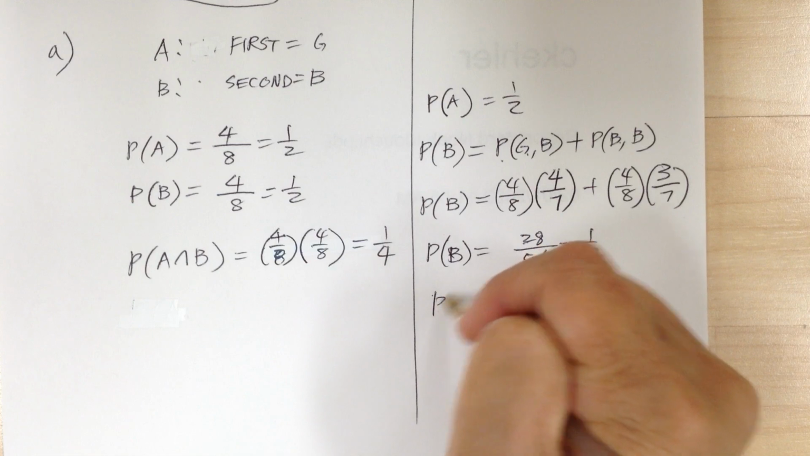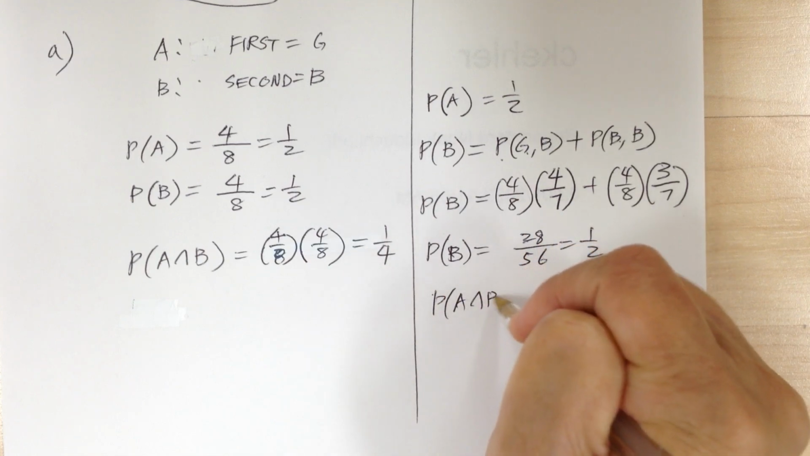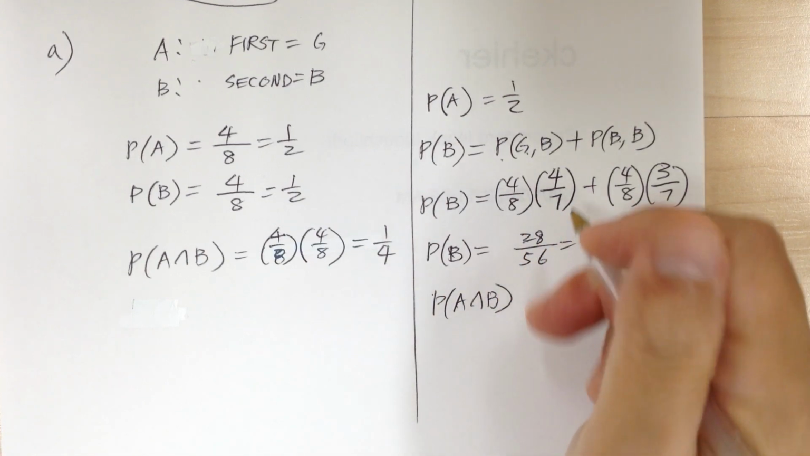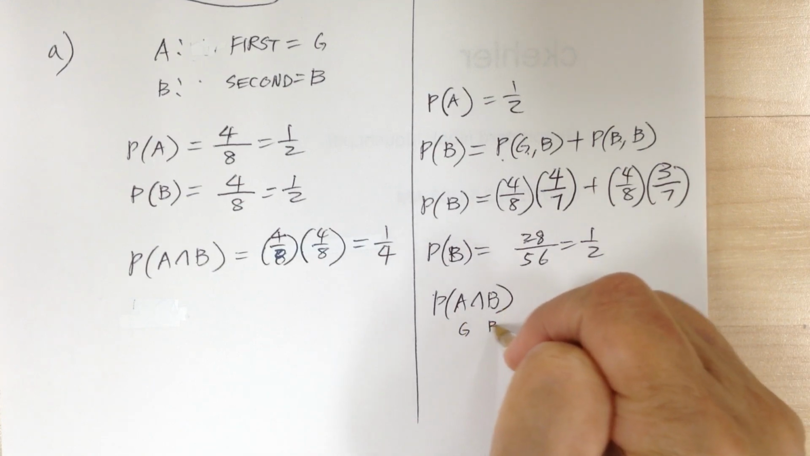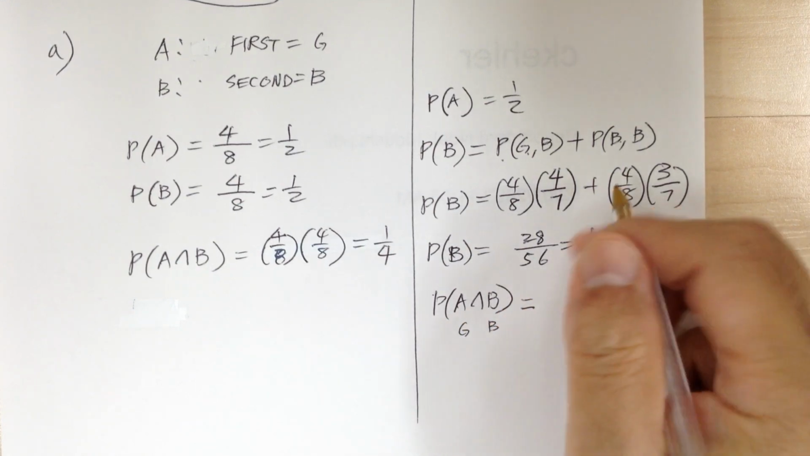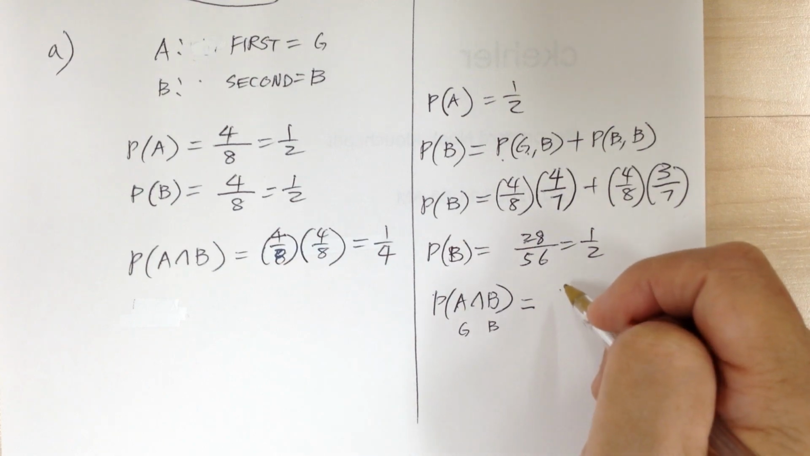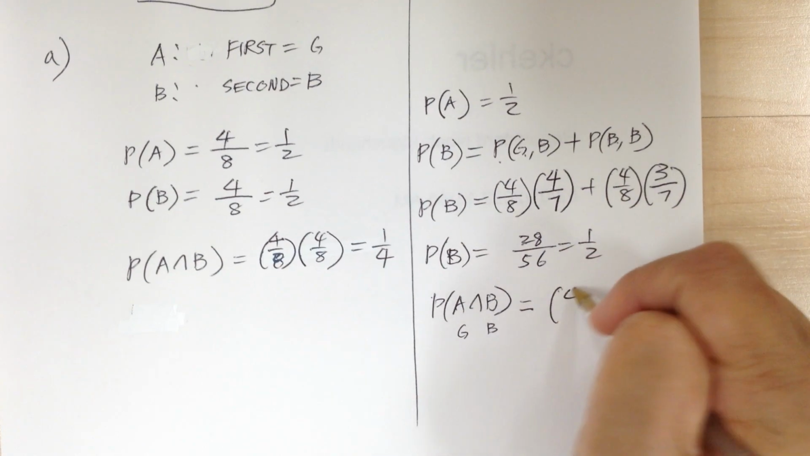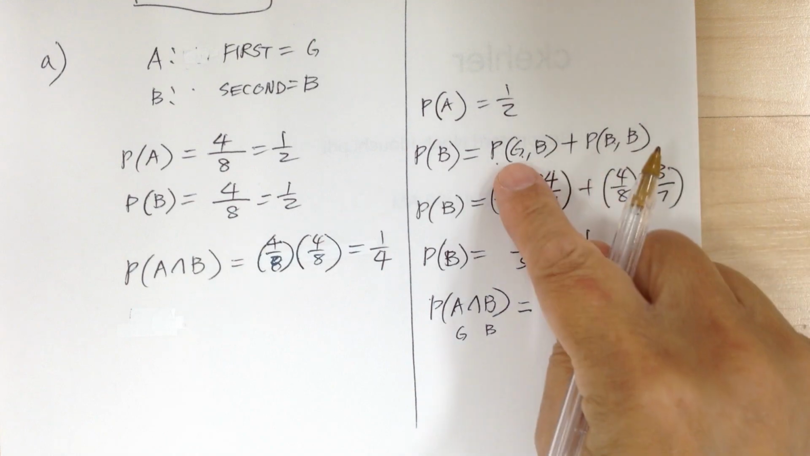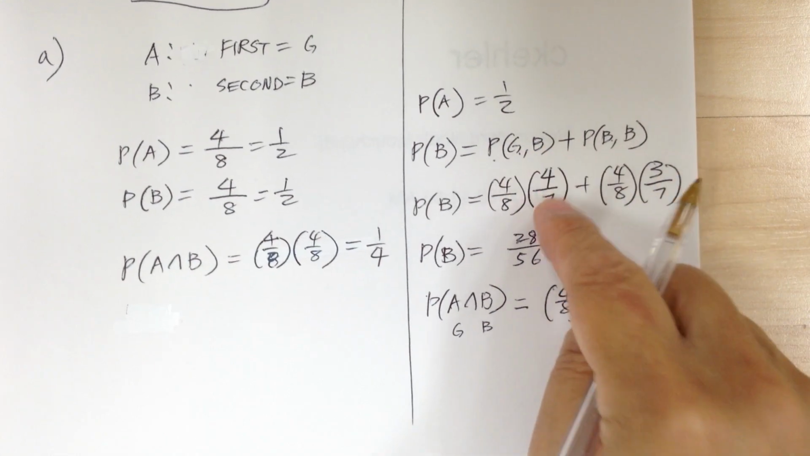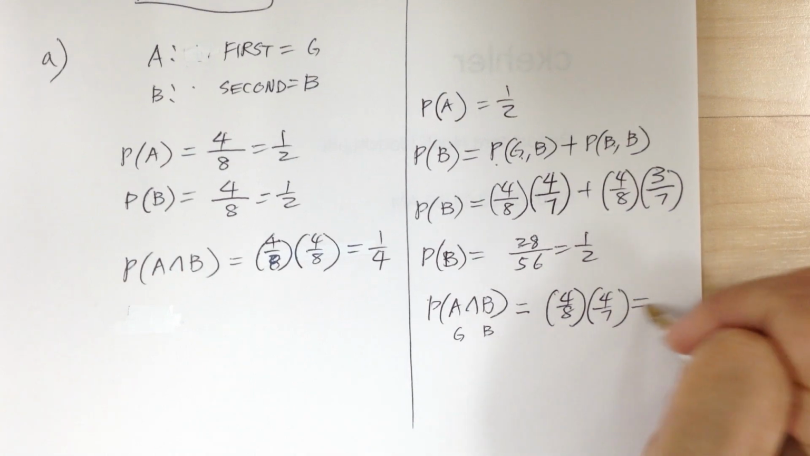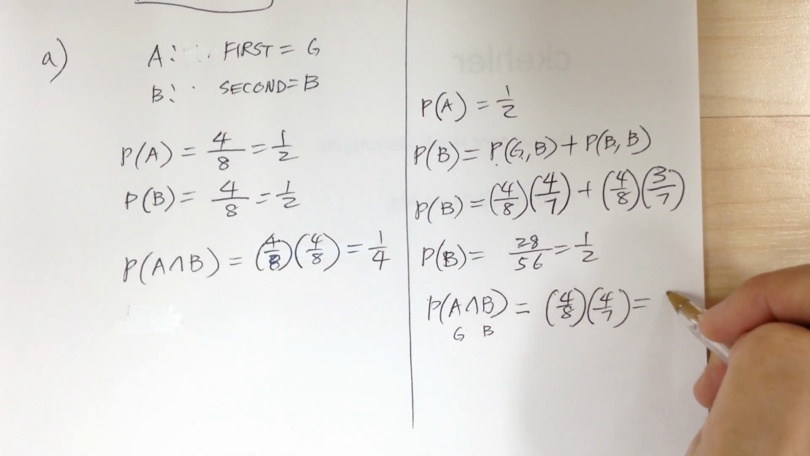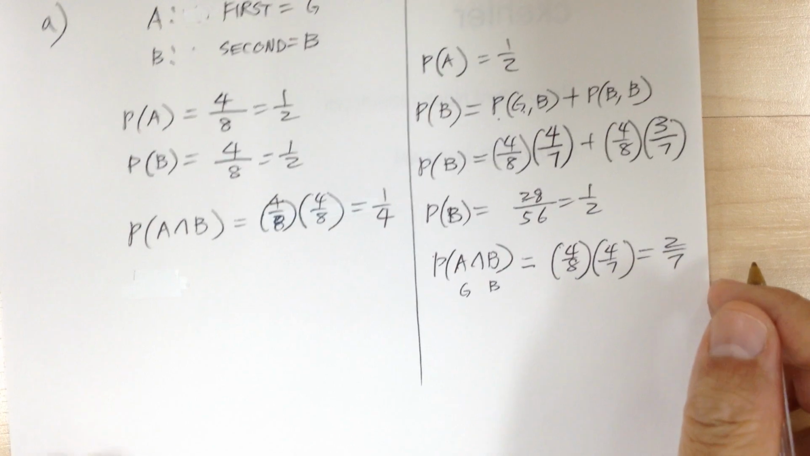And then over here they do the A and B. So that means the first is green and then blue, right? So the first one green is 4 out of 8, and we already did this one over here. And so this will equal 2 out of 7.